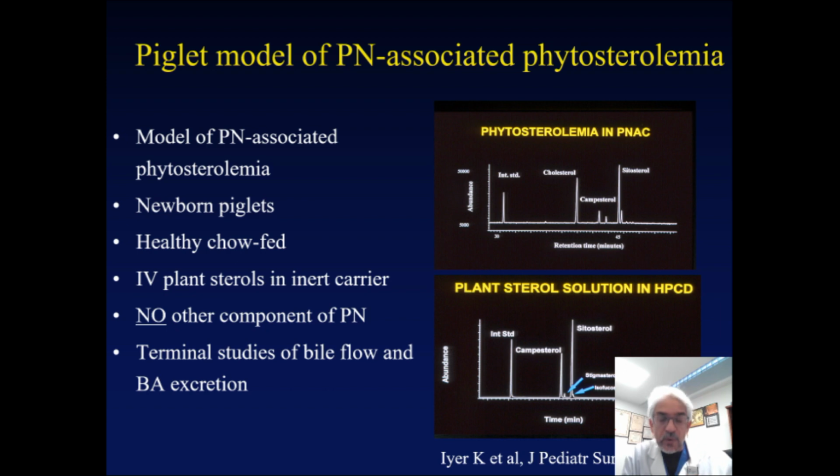What we were interested in doing was to create an animal model, not of PN-associated cholestasis, but rather of parenteral nutrition-associated phytosterolemia. It occurred to us that we had to be able to deliver a phytosterol concentration, ideally in an inert solvent, as a daily dose of phytosterols alone in the absence of any other component of TPN. And we did this by creating a phytosterol mixture in an inert solvent, beta-hydroxypropyl cyclodextrin. And you can see the gas chromatogram of this solution, in fact, actually mirrors that found in pure intralipid.